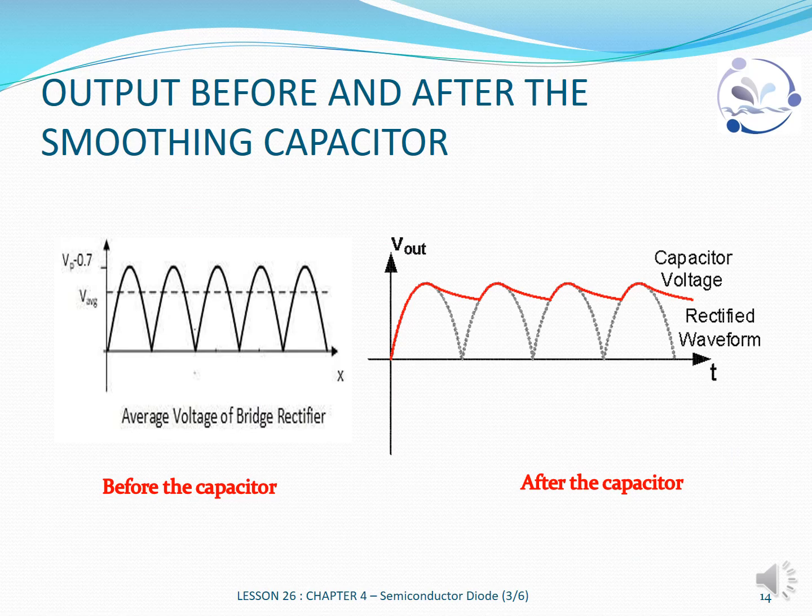Output before and after a smoothing capacitor. Now we have our output here for a bridge rectifier only when we have four diodes in the circuit, and we have this output when the capacitor is connected in the circuit, and there is our ripple, the charging and the discharging of our capacitor.